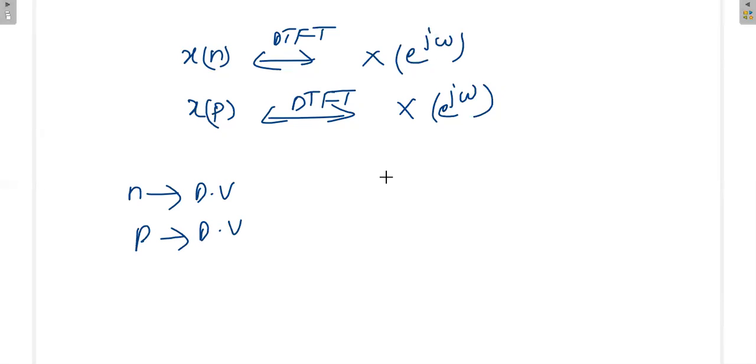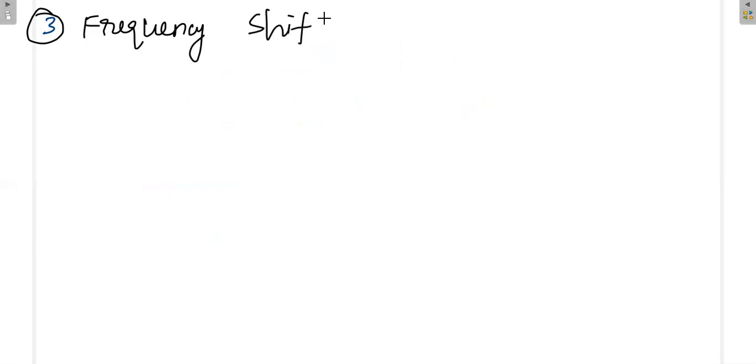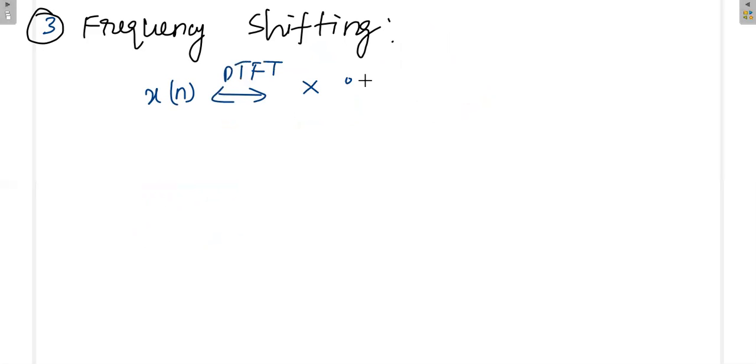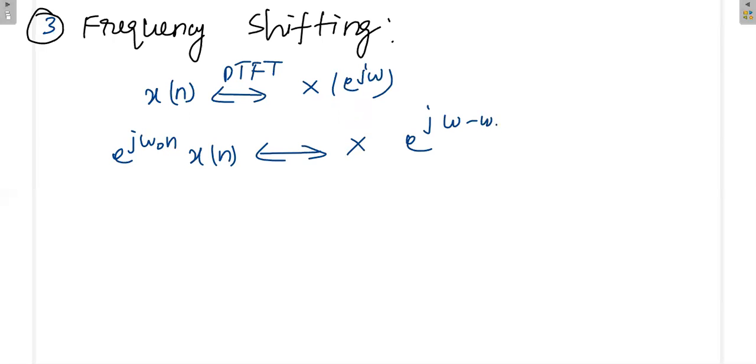Okay, so the next property is the frequency shifting property. Again, we know that shifting in one domain is exponential multiplication in the other domain. x of n multiplied by e power j omega naught n has discrete time Fourier transform X of e power j (omega minus omega naught).